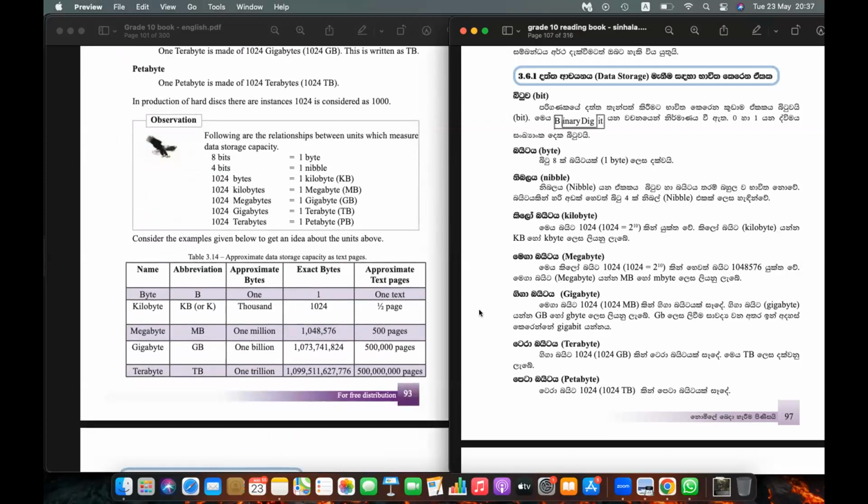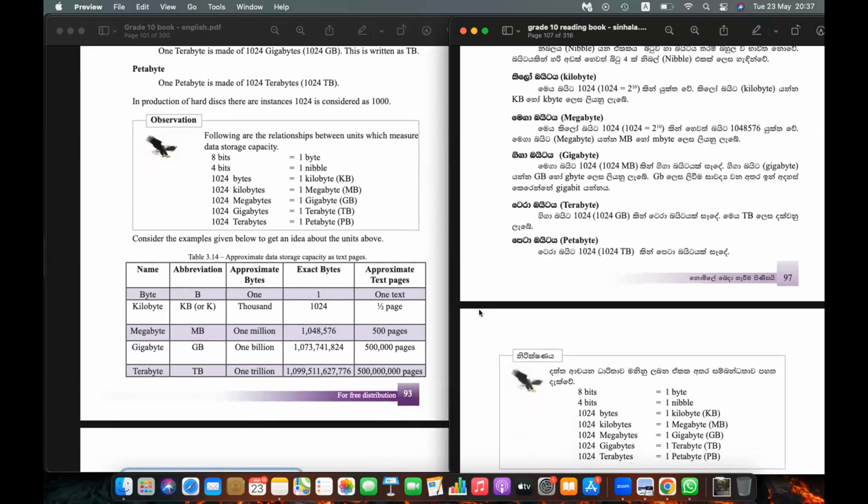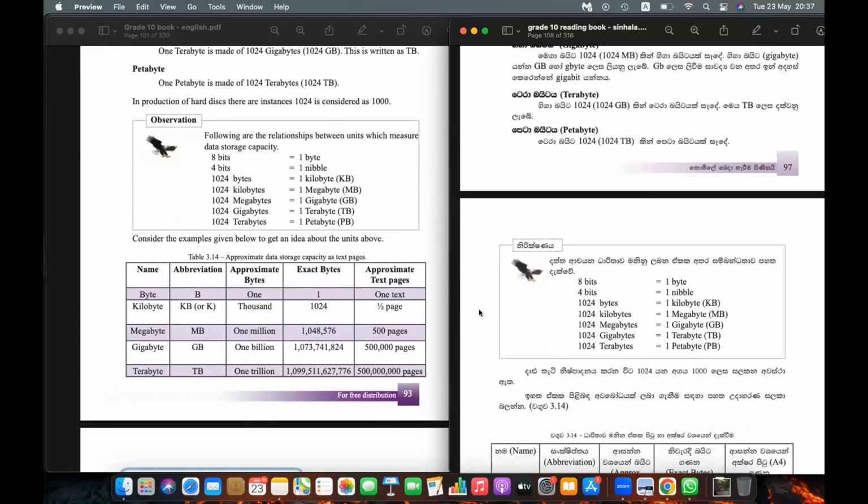Okay, here you can see, remember this table. You can see kilobyte approximated by 1000, million, billion, trillion. So likewise it moves.